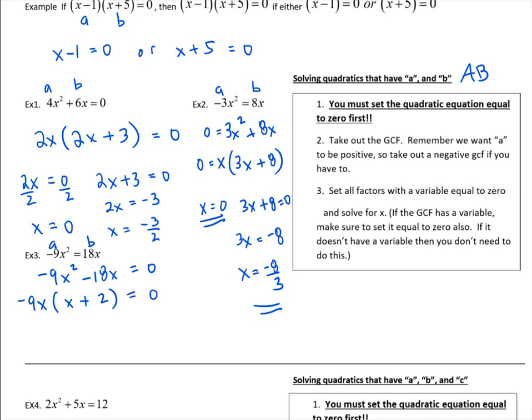And then we're going to take each factor. We're going to take the negative 9x and make it equal 0. We're going to take the x plus 2, make it equal 0, and then just solve. So we divide by negative 9, we get x is equal to 0, minus 2, x equals negative 2. Okay, those would be your answers. So quadratics that have a and b are generally pretty easy to solve and very straightforward.